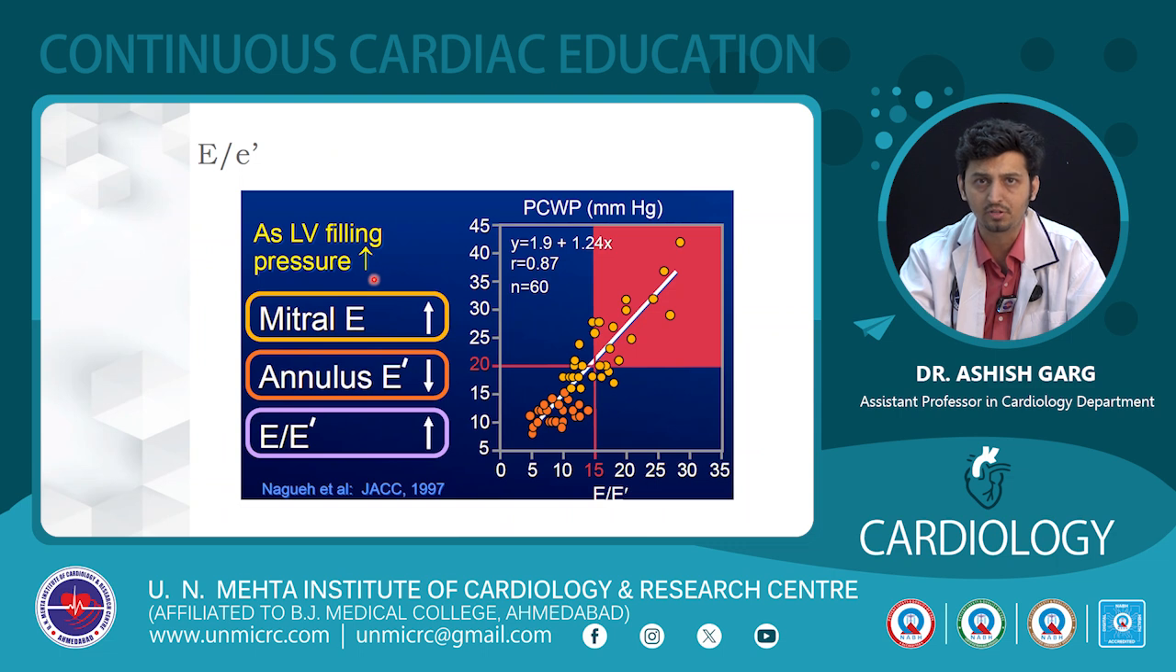So as the LV filling pressure increases, the E prime decreases, the mitral E velocity, that is the early diastolic filling wave, increases, and the E by E dash increases. And an increase in E by E dash is predictive of elevated filling pressures or an elevated pulmonary capillary wedge pressure. So this is an important concept to know, that an elevated E by E prime is predictive of elevated pulmonary capillary wedge pressure or LV filling pressure. And you need to know this because these patients may develop pulmonary congestion, pulmonary edema, if not adequately diuresed.